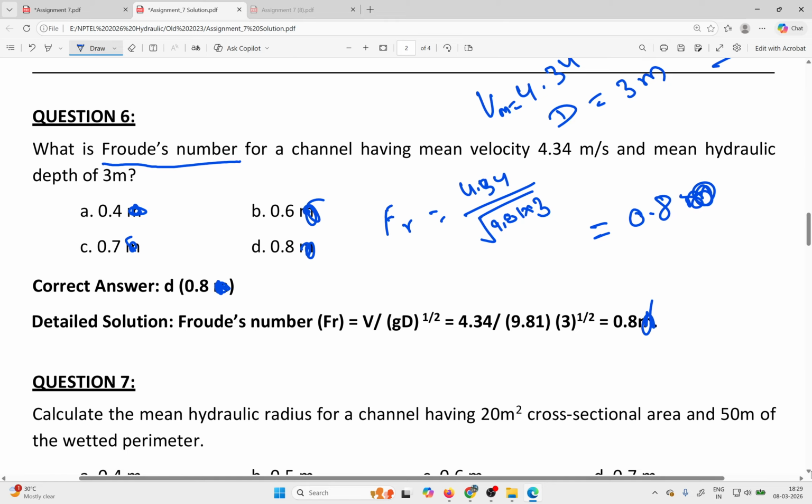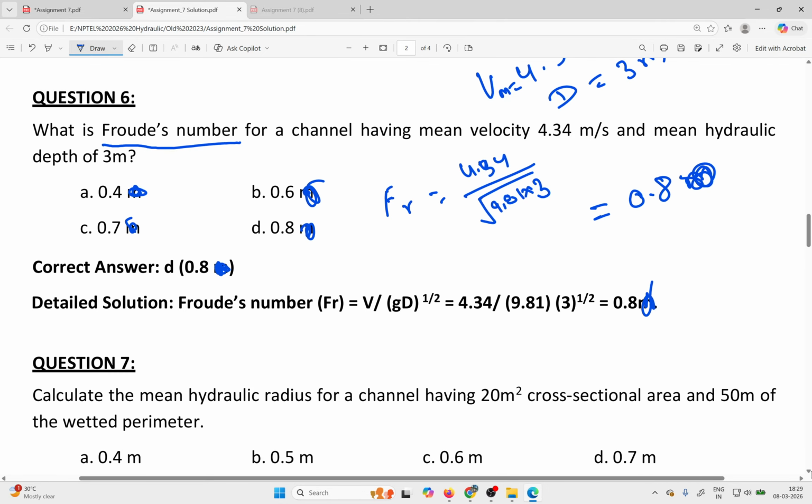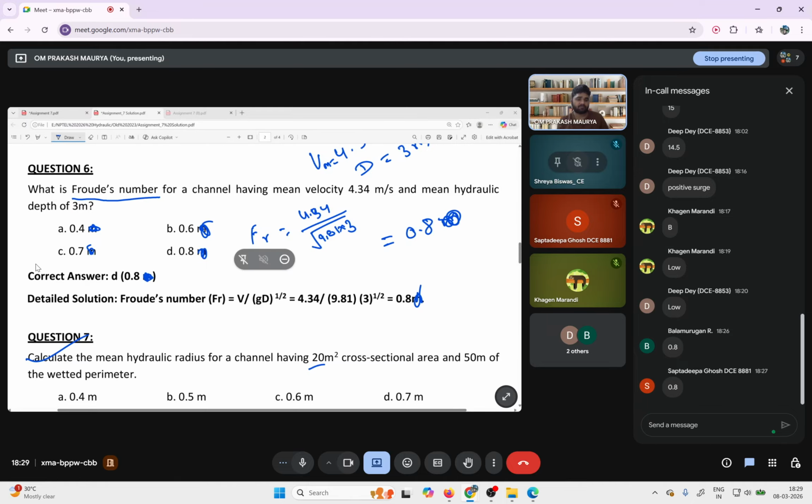Question number 7. Calculate the mean hydraulic radius for the channel having a cross sectional area of 20 meter square and 50 meter of wetted perimeter. So here you need to calculate hydraulic mean radius. Previously we were calculating hydraulic mean depth, now radius. Again you have 2 minutes. Within 2 minutes you can calculate, very easy.